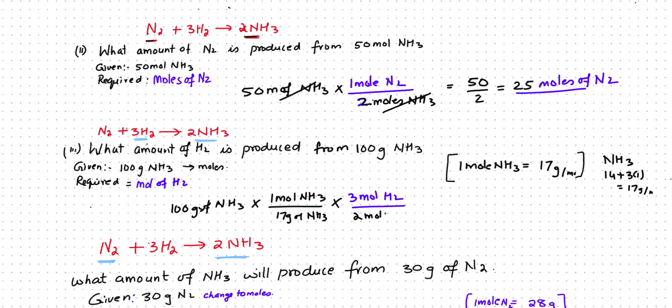So first we change grams to moles of ammonia. Now moles of ammonia times mole ratio. So grams of ammonia cancel with grams of ammonia. Moles of ammonia cancel with moles of ammonia. So now we have 100 times 3, that is 300 upon 17 times 2 is 34. So 300 divided by 34 comes to 8.82 moles of hydrogen.